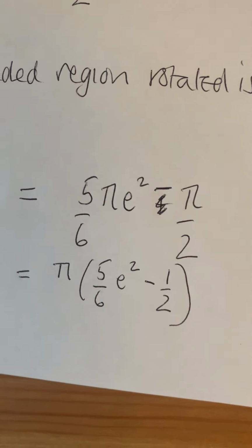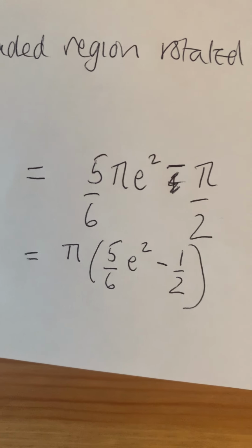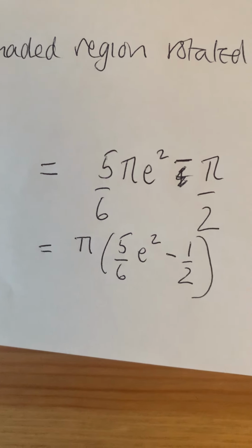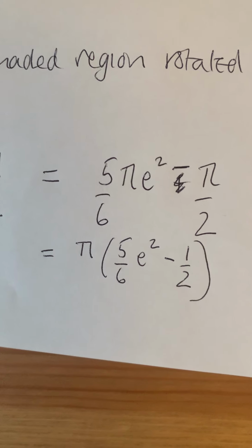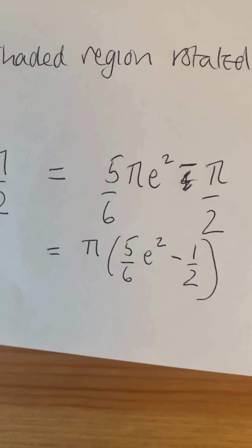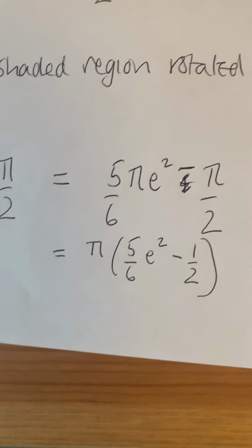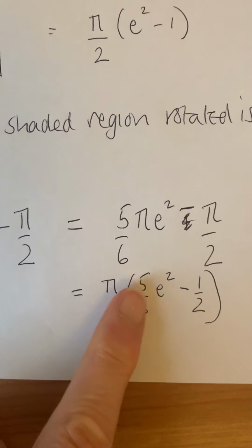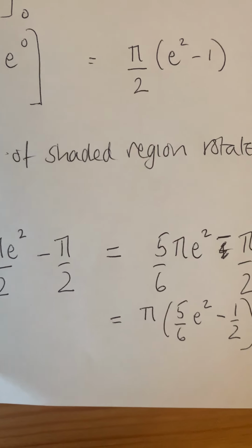You're really good at taking out factors. So if you wanted to, you could take out a factor of pi over 6, and that would leave you 5e squared minus 3 in there. But I then looked, and that's the answer that they've got there. So I hope that makes sense.